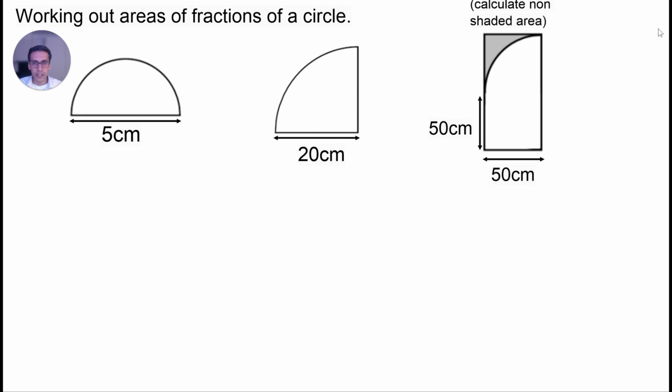So in this video, we're going to be looking at some problem solving questions to do with areas of circles. The first thing we're going to look at is this question here. We just need to work out the area. So this is a semicircle, so it's going to be a fraction of a circle. And this is a nice fraction because you just divide it by 2.